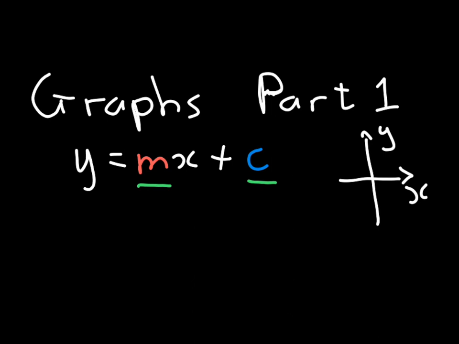So if we already knew what the gradient of a line was, for example, if we knew that the gradient was 1, we would then look at our c value to determine at which point our line cuts the y-axis. So if our gradient was 1 and we were told that c was 3, we would know that our line would have a gradient of 1 and would cut the y-axis at 3. So that is what our line would look like.